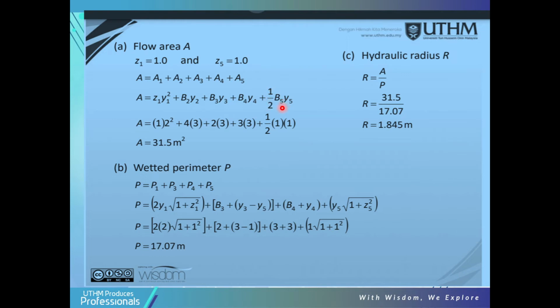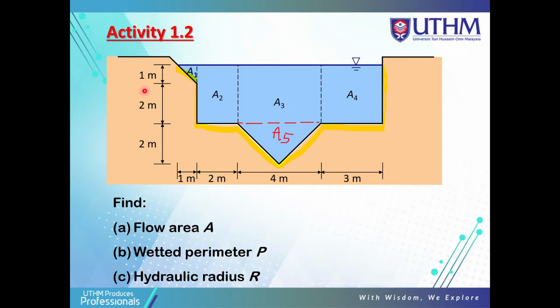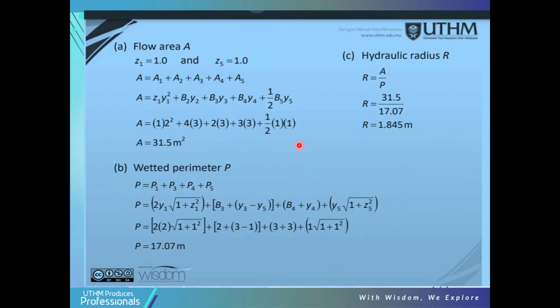B is the bottom width and Y is the depth of water here. Just put in the values until you get the area of 31.5 square meters. Step by step, you calculate sections 1, 2, 3, 4 and 5 to get the area.